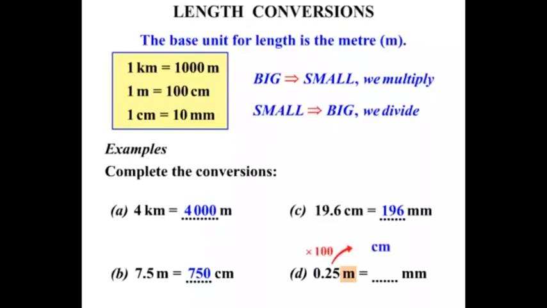So we're going to do that by timesing 100. And 0.25 times 100 is 25. So at this stage we've got 25 centimetres. And we're changing now from centimetres to millimetres. Okay, so we're going to use a factor of 10. So what we do then, to change from centimetres to millimetres, we times by 10. And 25 times 10 is 250.